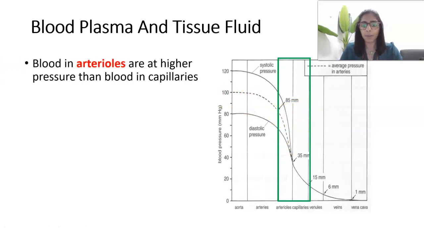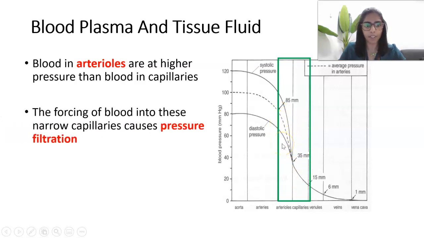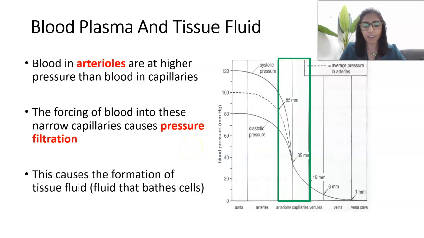So what we are looking at here is the fact that the arterioles here have a higher blood pressure than the capillaries down here. So it's a difference of about 50 millimeters of pressure. What actually happens here as a result is that we have something called pressure filtration happening. And this causes the formation of a fluid that isn't quite blood to bathe the cells. And that fluid is called tissue fluid.